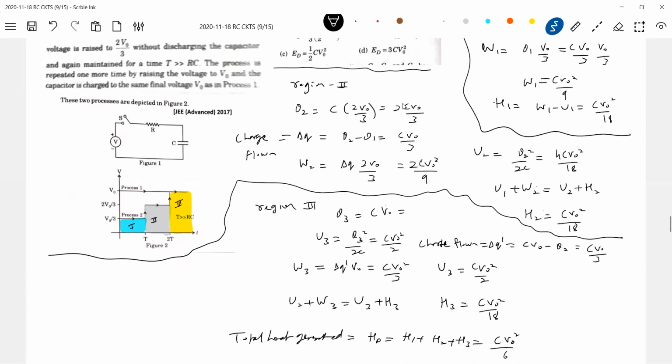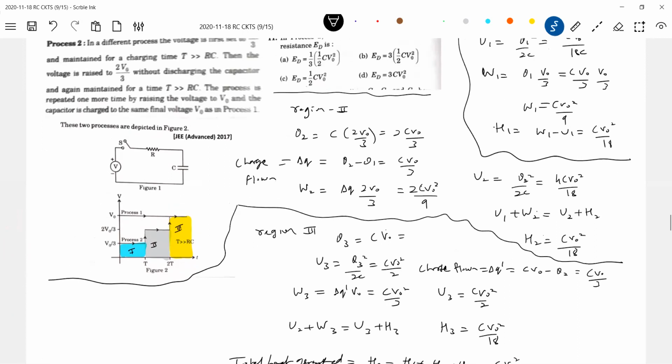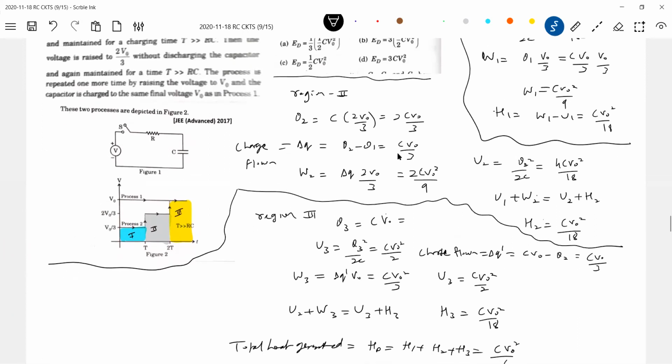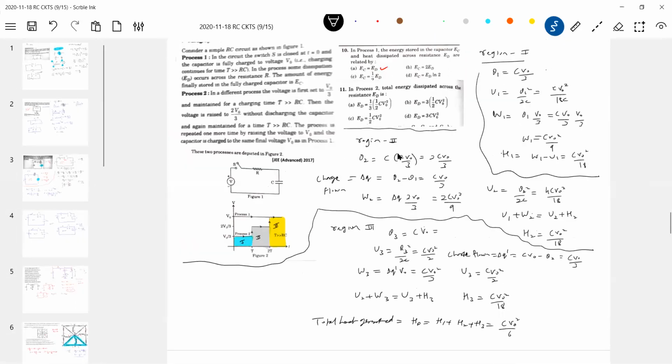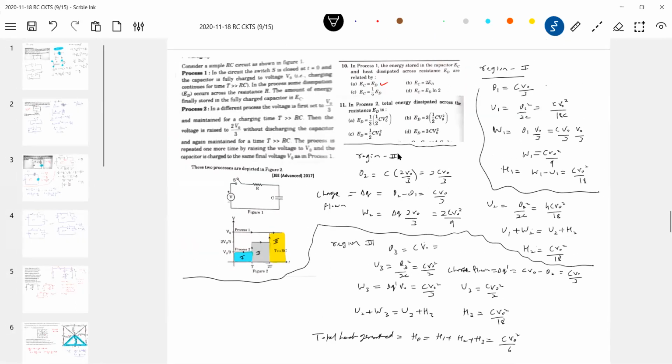Okay, now is there any difference there? So the way we charge a capacitor, I think. Now in the first process, how much heat will be generated? CV naught square by 2. Here how much will it be? CV naught square by 6, which will be less. In process 1, the energy dissipated will be CV naught square by 2.